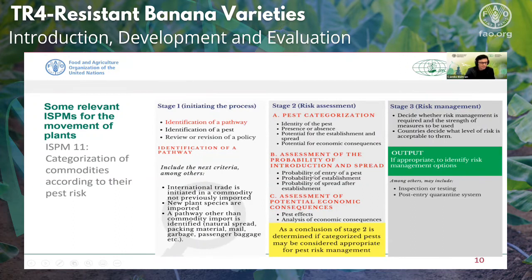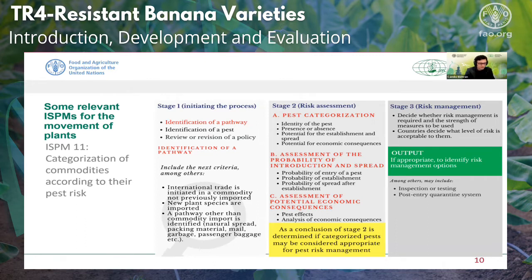Continuando con esto, la CIPF también cuenta con la NIMF número 11, que proporciona lineamientos para el análisis de riesgo de plagas reglamentadas. Esto es sujeto de una previa categorización para que cada país determine si una plaga es cuarentenaria o no. Es decir, que cada país determinará si Fusarium TR4 le configura o tiene la connotación de una plaga cuarentenaria. Igual de relevante a que Fusarium TR4 sea una plaga cuarentenaria, tiene que ver con las vías de ingreso.